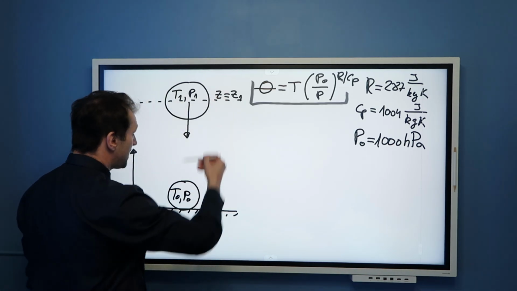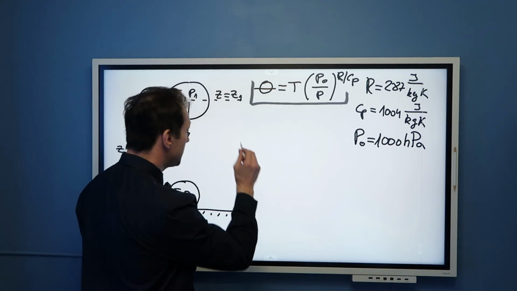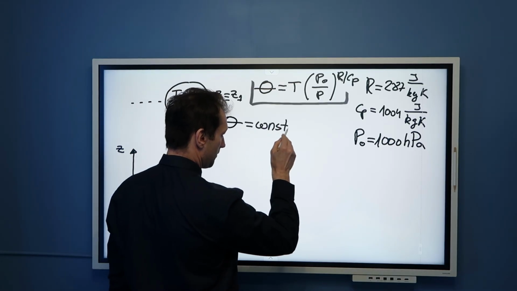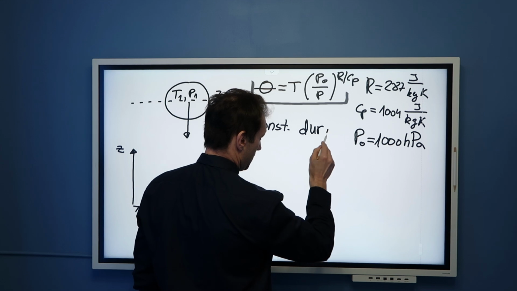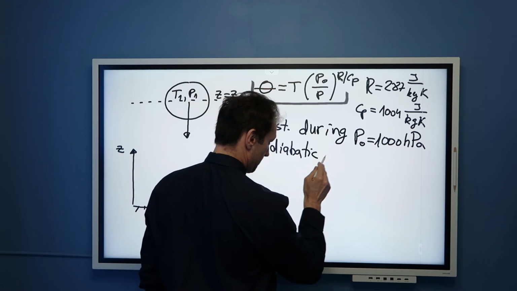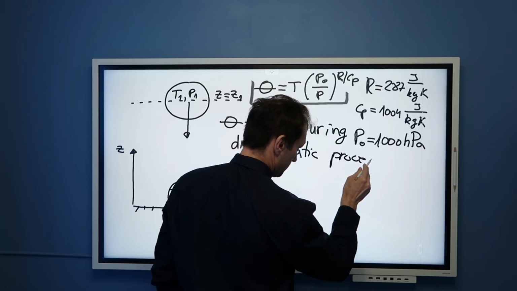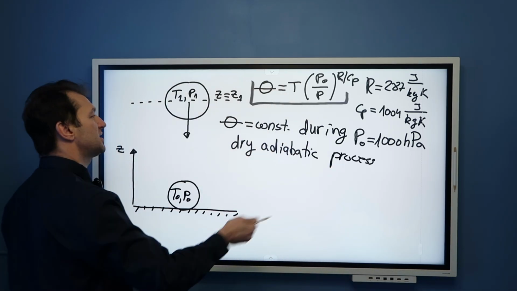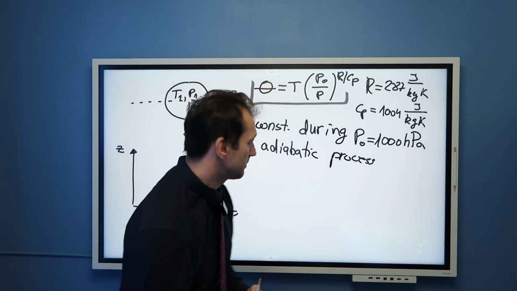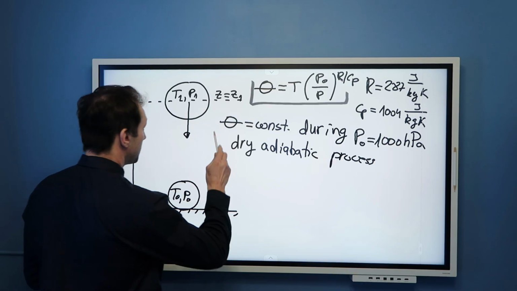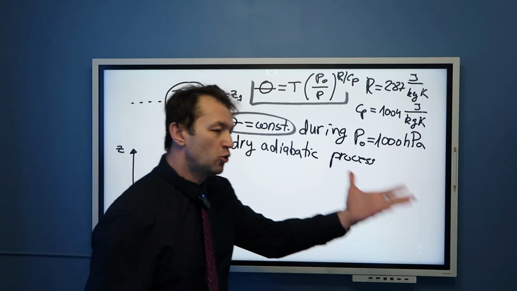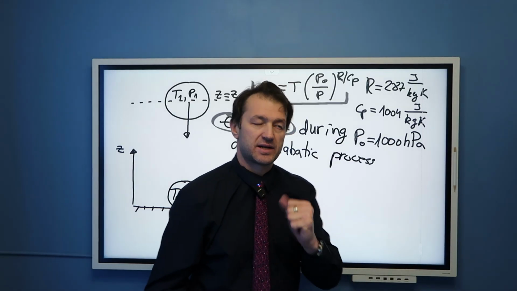And during dry adiabatic processes, theta is conserved. Theta equals constant during a dry adiabatic process. What an adiabatic process and a dry adiabatic process are is explained in great detail in my previous videos. So that means, because this holds, theta is a very, very good tracer of air parcels.